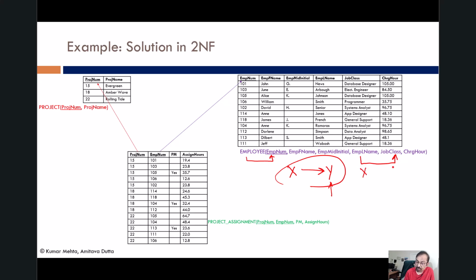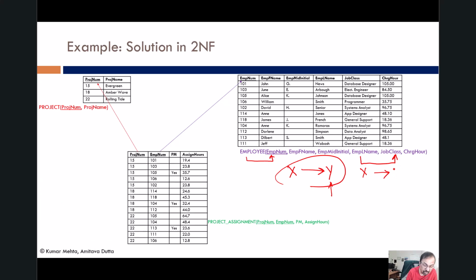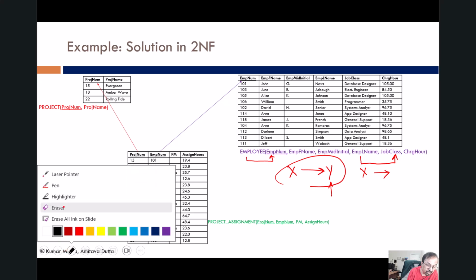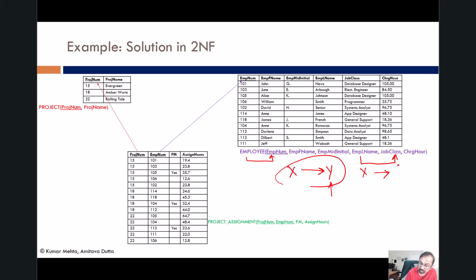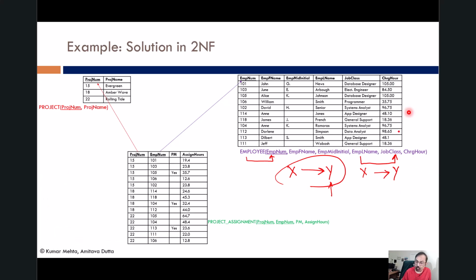So this is your X and this is your Y. Let me write that more cleanly. I'll erase this and write it a little more cleanly. So this should say Y. All right. So this situation that we have here, why is this a problem?